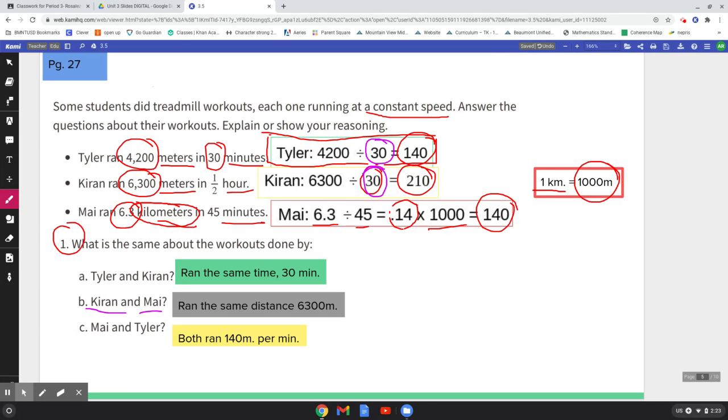Well, they ran the same distance. They ran 6,300. And remember that this technically is 6,300 meters as well. So they ran the same distance. And then when you're comparing May and Tyler, they both got the same answer, right? So they both went the same distance per minute.